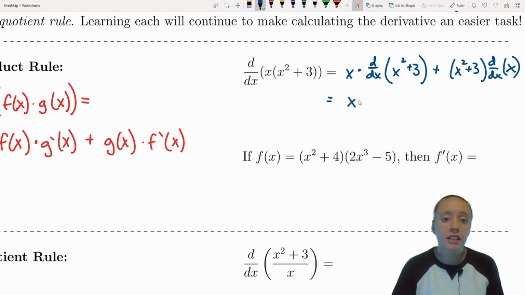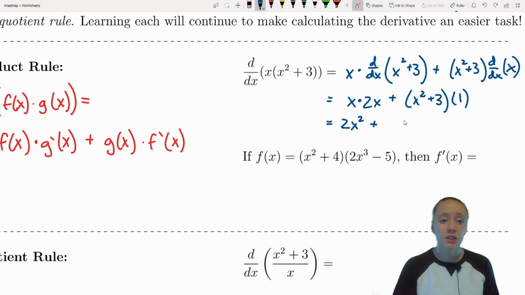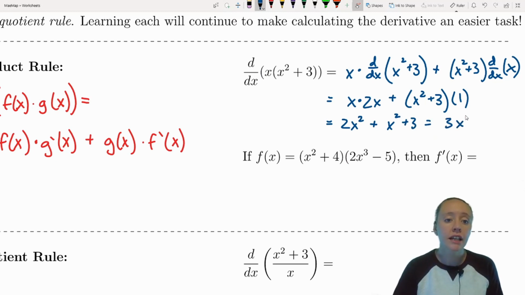Simplifying this, we'll have x times, what's the derivative of x squared plus 3? Using the power rule and the constant rule, 3 goes to 0, so x squared goes to 2x. Then we add that to x squared plus 3 times, what's the derivative of x? Simply 1. Now let's simplify. x times 2x is 2x squared, plus 1 times x squared plus 3 is just x squared plus 3. Combining like terms, this simplifies down to 3x squared plus 3.